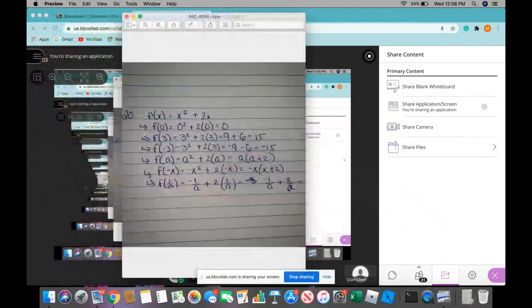This is number 20, where I have to evaluate the function, and these are the given values that I have to substitute in the function and solve. For f of 0, I substitute x with 0, so it will be 0 squared plus 2 times 0, which equals 0. For f of 3, it will be 3 squared plus 2 times 3, which is 9 plus 6 equals 15.